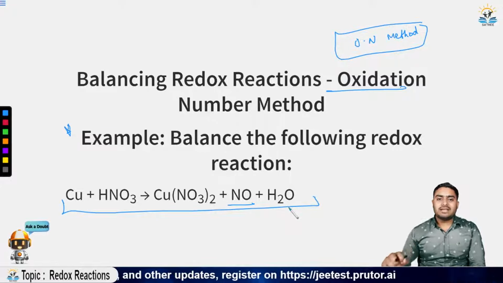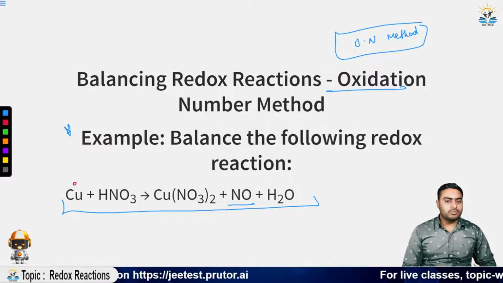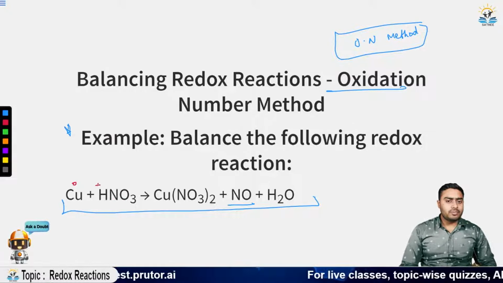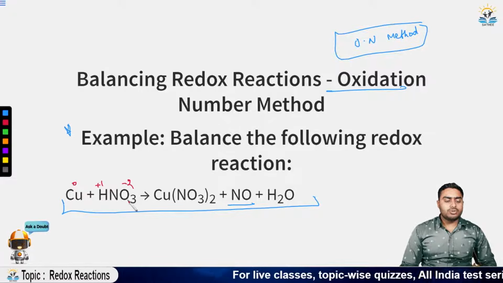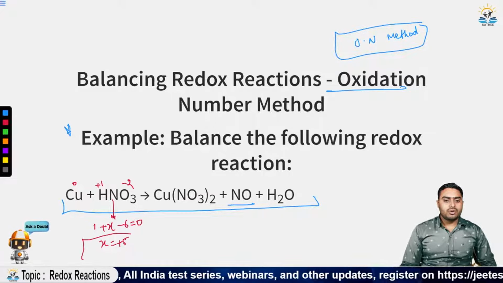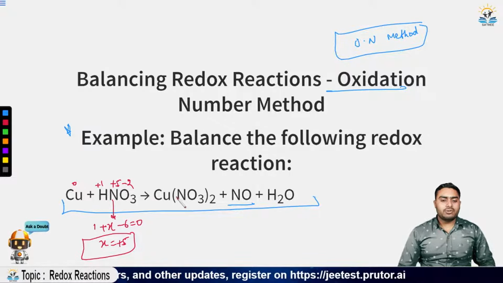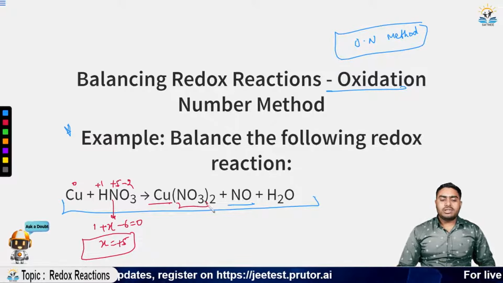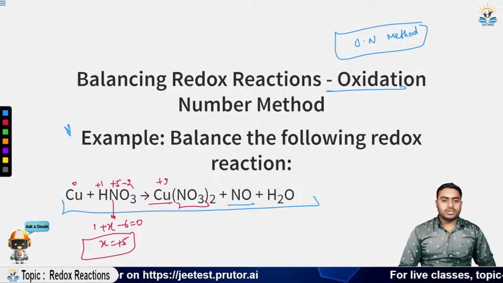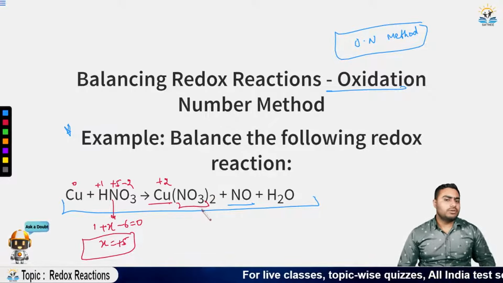So first of all, assign the oxidation numbers. Copper is in elemental form, so 0. Hydrogen will be +1, oxygen will be -2. For nitrogen you can calculate: 1, plus x, then -2 times 3 is -6, and it is neutral, so 0, so x comes out to be +5. Similarly you can calculate for copper, and NO3 negative you know very well, so copper is +2 here. No need to calculate for this nitrogen and oxygen, but if you want to, you can.